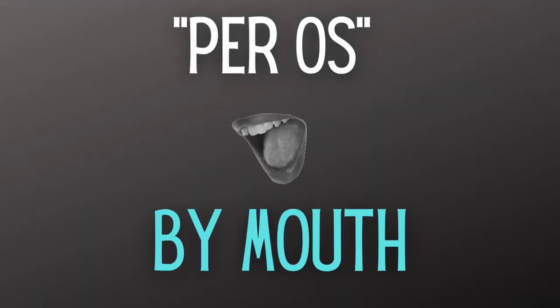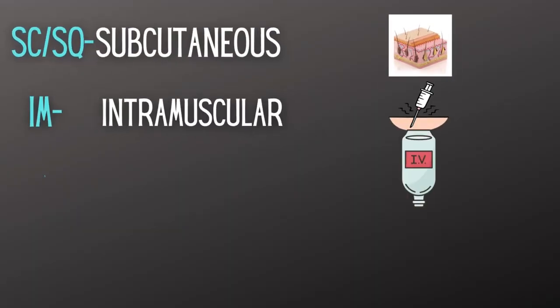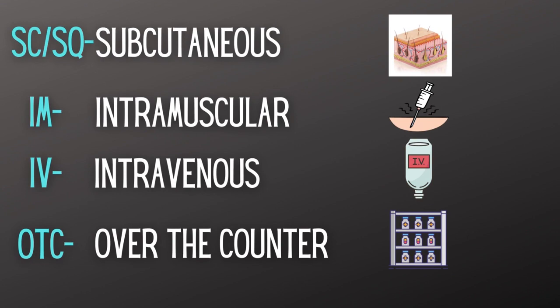PO is per os or by mouth. NPO is nothing per os, and os clearly is Latin for mouth if you haven't quite figured that out yet. SC or SQ stands for subcutaneous. IM is intramuscular, IV intravenous, and OTC is over the counter. Everyone should be pretty much familiar with that one.